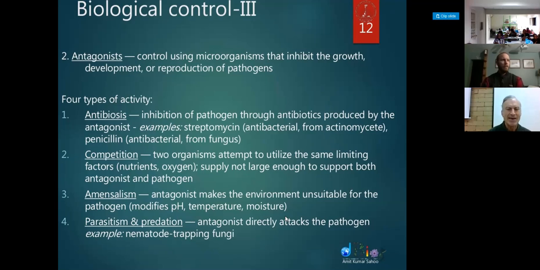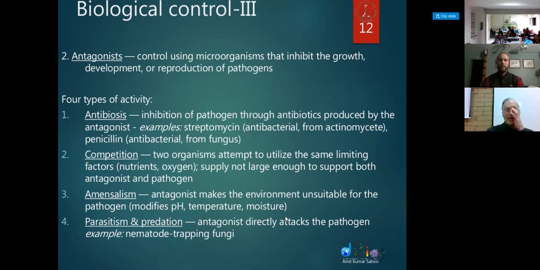Parasitism and predation. There are some organisms that directly attack the pathogen. For example, there's fungi that actually trap and digest nematodes in the soil. So that's exciting. There's some fungi that attack other fungi. Trichoderma is one of those that's often used to prevent fungal diseases in the soil, because the trichoderma will actually attack and destroy the disease-causing fungi.